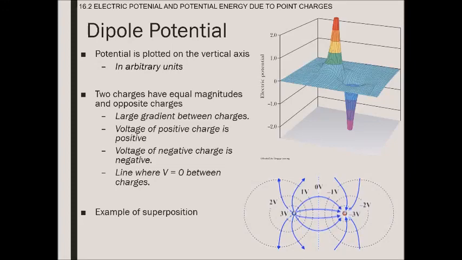Now we're going to look at a little bit more practice with these potential differences. In this example, we're going to look at a dipole. So a dipole has, again, a positive charge and a negative charge. The positive charge is under here somewhere, and the negative charge is going to be in about here in this particular diagram. For a positive charge, we have large positive voltages close to the charge, and for the negative charge, we have large negative voltages around the charge.